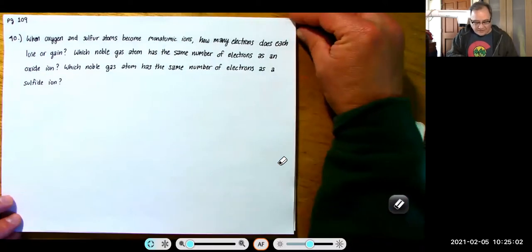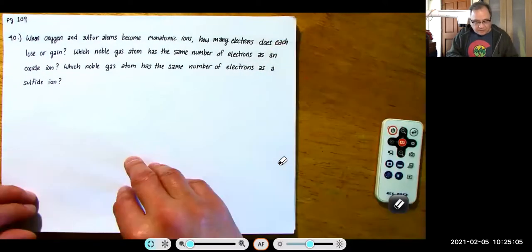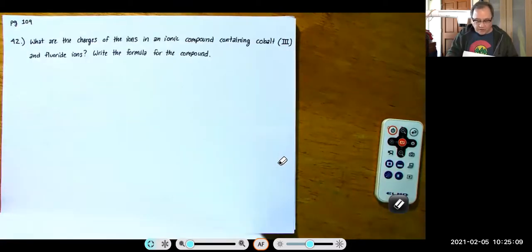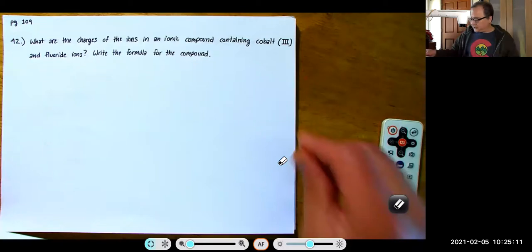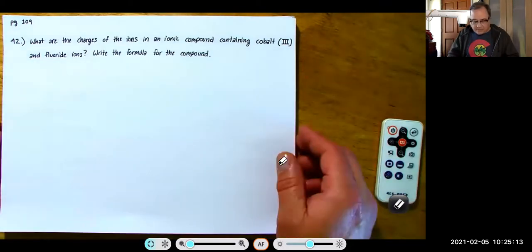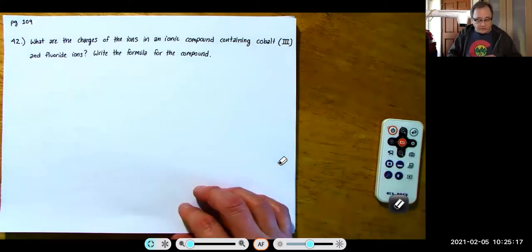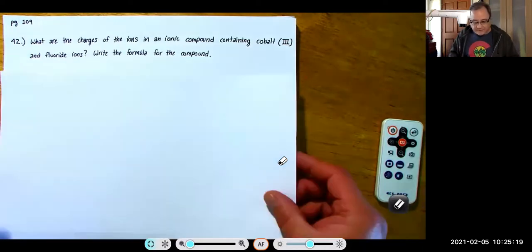Okay, so we've done problems like this, making ions and so forth and so on. So I don't want to do a whole lot of these problems here that deal with ionic compounds, but we'll do a few because we can do them pretty quickly.